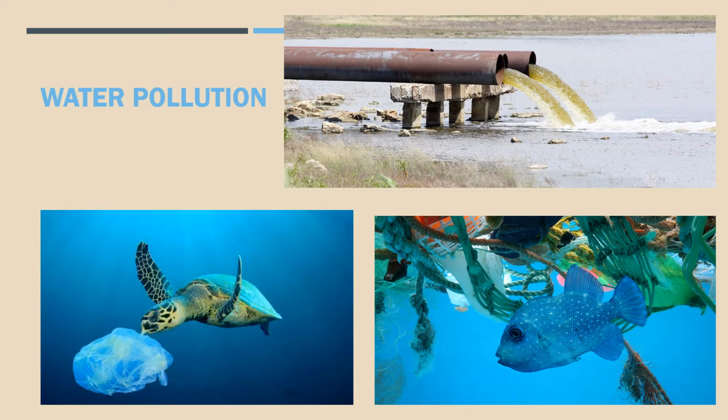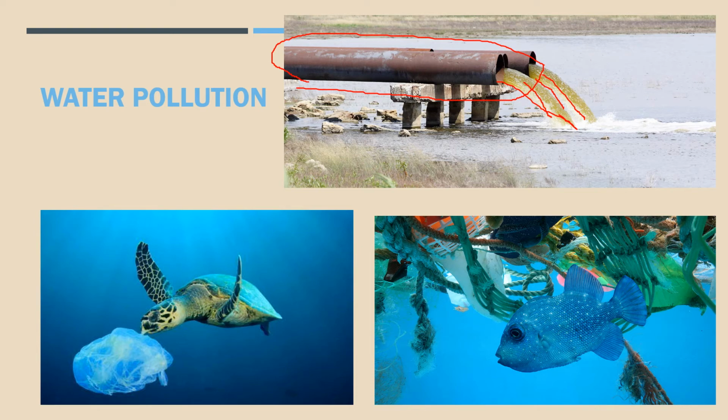All right, this next one is water pollution. Say water pollution. Water pollution is mostly caused by big companies that dump their waste into our clean water systems. So if you look up here at this top picture, you can see these big giant pipes, and they're rushing out this green toxic waste right into our river system. This is another form of pollution, water pollution.